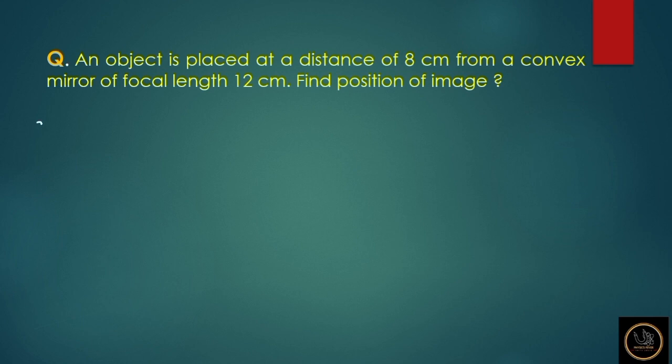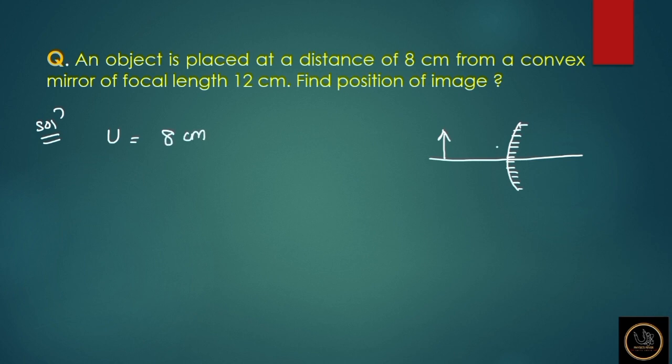So here क्या डाटा दिया हुआ है? इमेज कौन सी मिरर? कन्वेक्स मिरर. So draw convex mirror. This is convex mirror and here the object will be placed here, because in case of convex mirror object will be situated at this side. So what is given? Here given is U, because object distance is 8 centimeter. So U is equal to 8 centimeter.